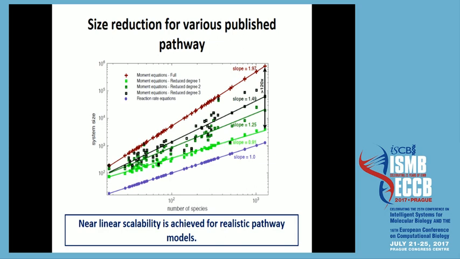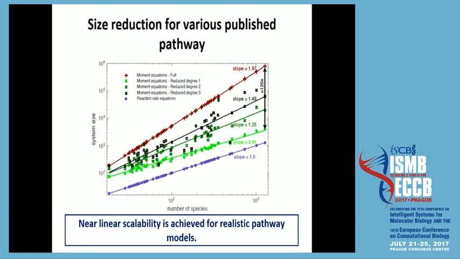We were interested in seeing how this S2MA performs on realistic biochemical reaction networks. To examine that, we looked at several pathway databases, and we simulated roughly 50 published pathways. We simulated them with 3 different degrees of scalable moment equations and also full second-order moment equations. For comparison, we also show the results for the reaction rate equations, which are a macroscopic method and can only describe the mean behavior of the system without providing any information about stochasticity.